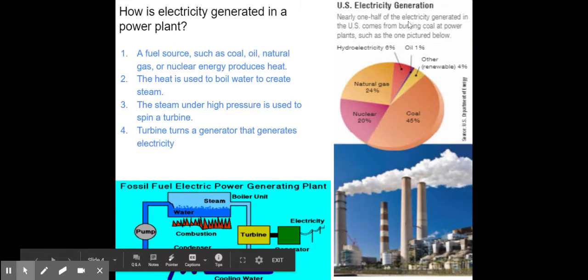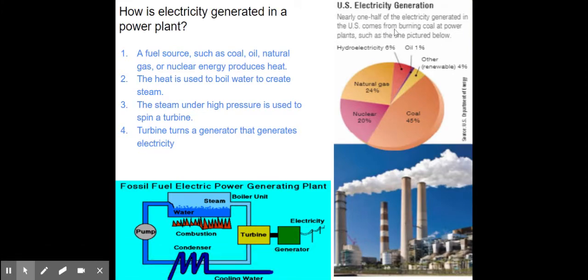Nearly one half of electricity generated in the United States comes from burning coal at power plants, such as the power plant listed below. 20% comes from nuclear, 24% comes from natural gas, about 6% comes from hydroelectricity, about 1% comes from oil, and 4% comes from renewable energy resources. An electrical generator converts mechanical energy into electrical energy.